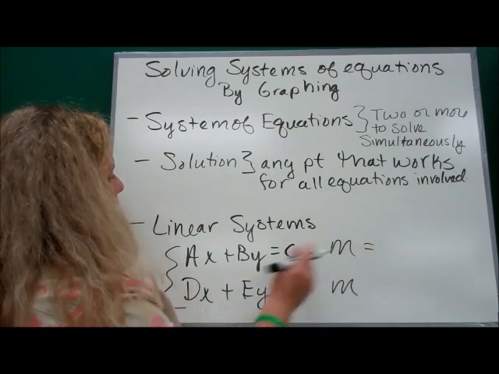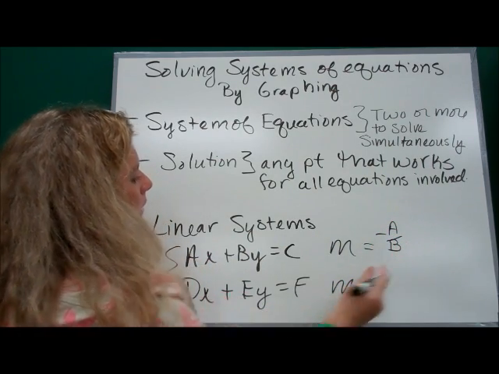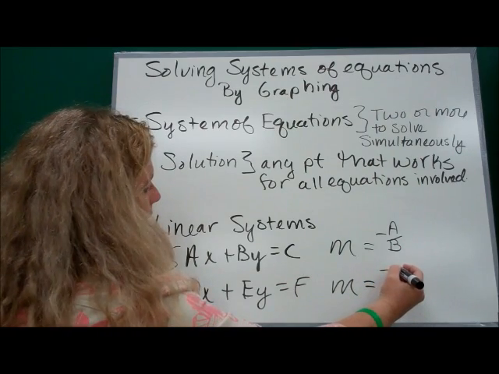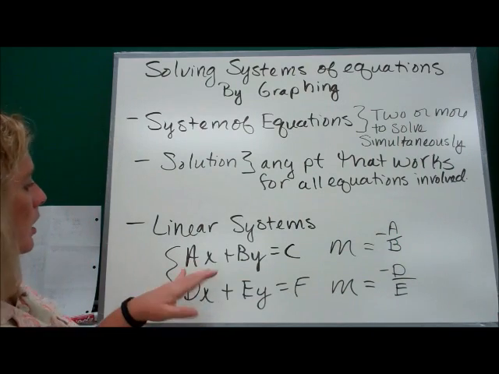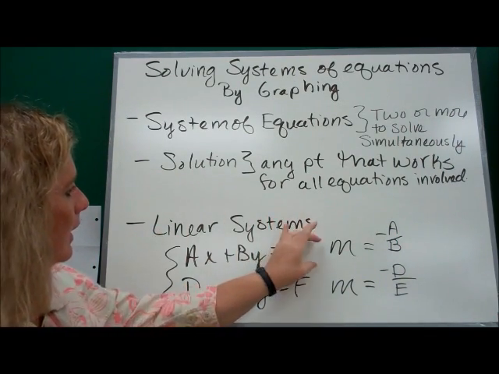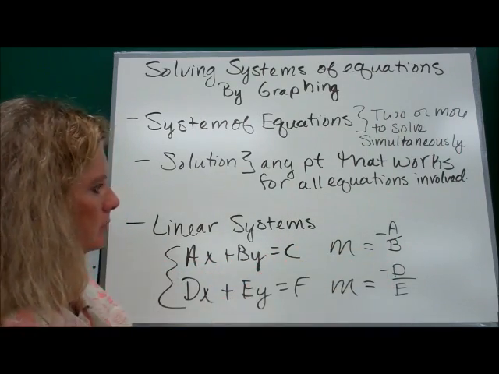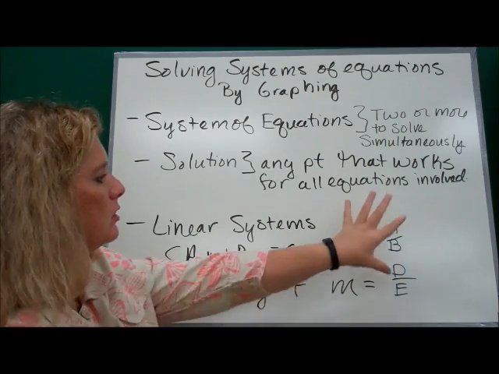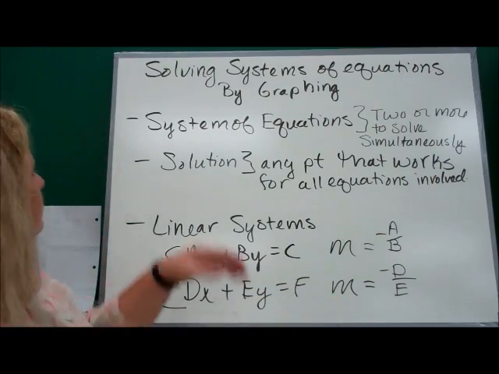The slope of this line is going to be negative a over b, and the slope of this line is going to be negative d over e. Okay? And if you were to solve for y, we would subtract the ax, that would make the a negative, and divide by the b. Same here. Subtract the dx and divide by the e. So that's how we get the slope. I think we've done that once before.